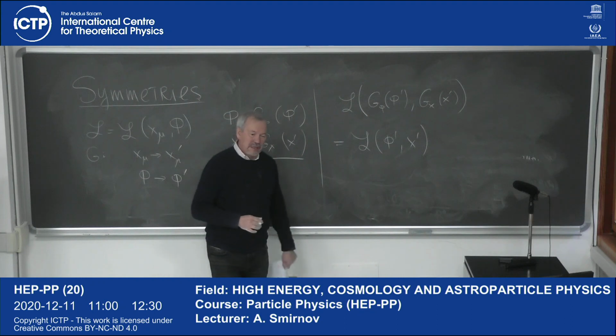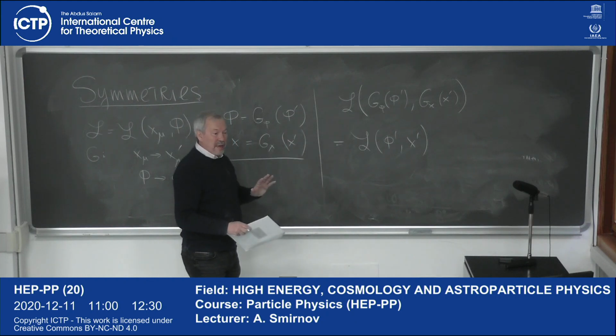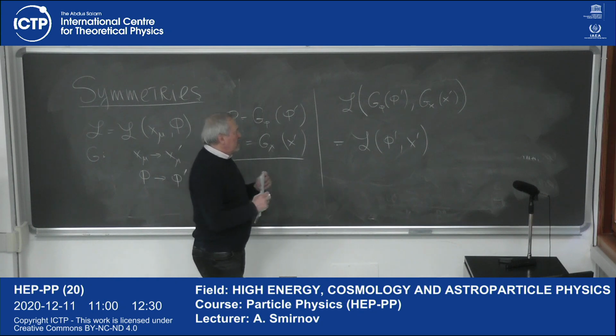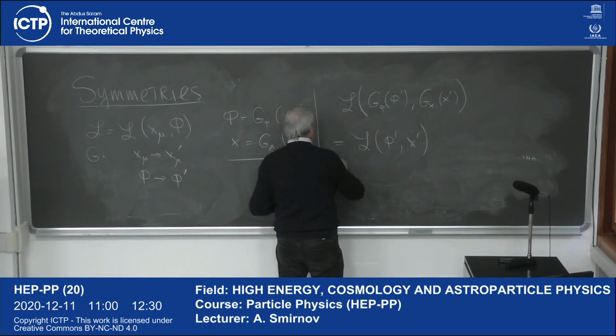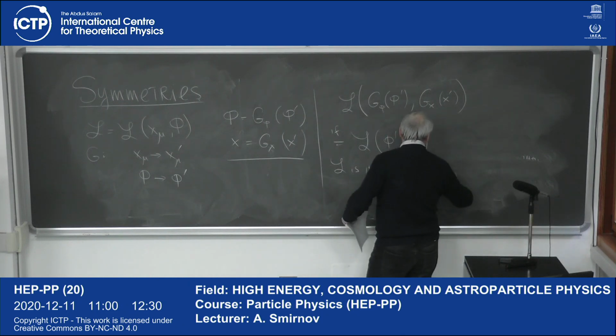We have discussed this, and you can check again with the circle in the plane. So the form of the Lagrangian should be the same. It should not be changed under these transformations. Then we say that G is the symmetry transformation. So the Lagrangian is invariant: if this equality exists, then L is invariant under G transformations.